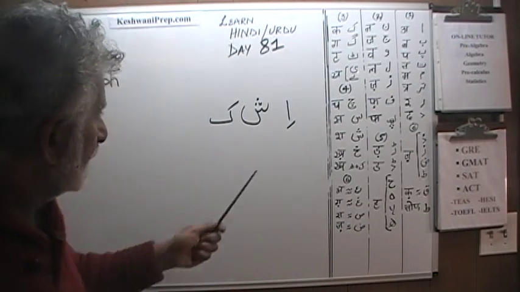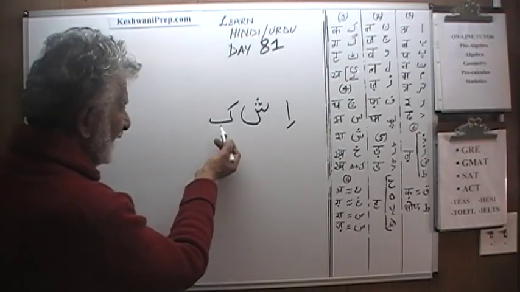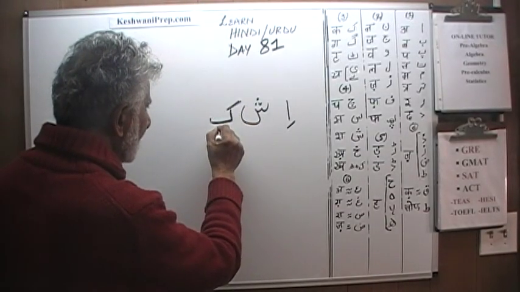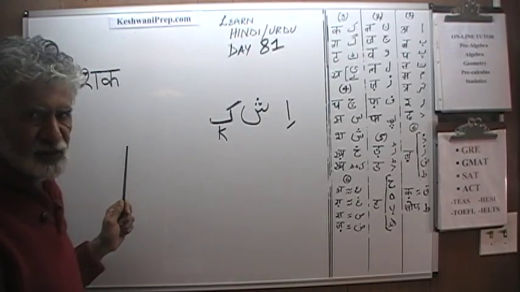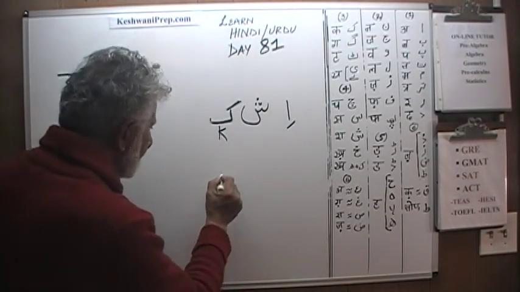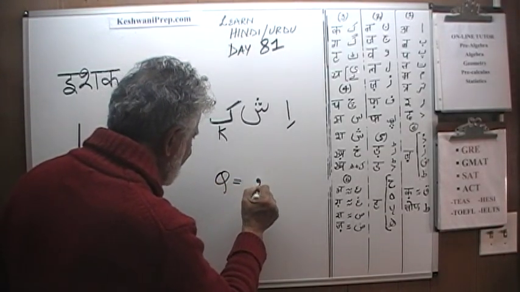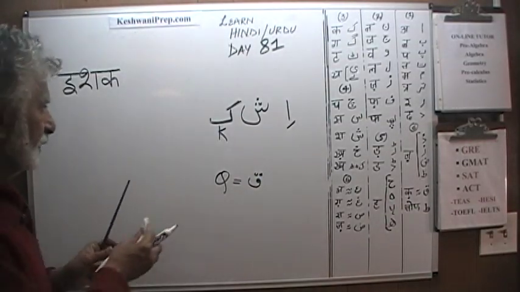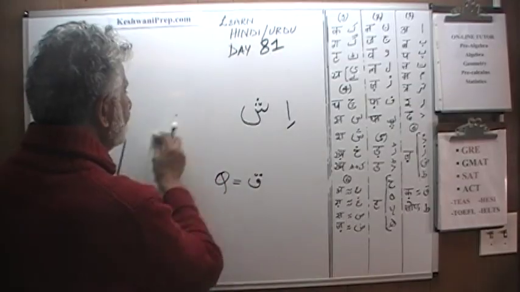First thing first. The way it is written, this K is called kaf. That's a K. Ishq is not spelled with a K. Ishq is spelled with a Q, kaf. It's spelled with a Q, not a K. So that's the first thing we have to fix here.